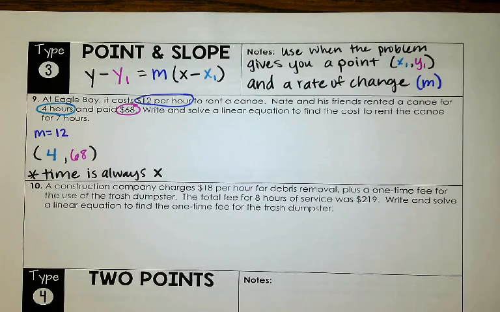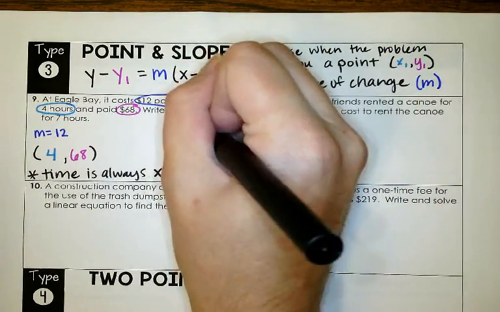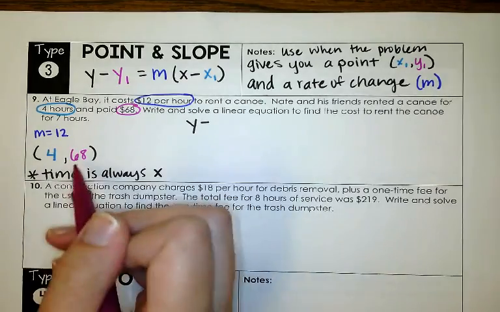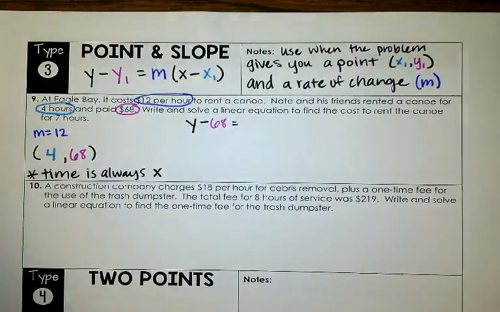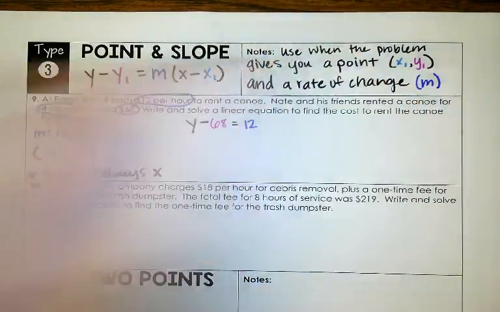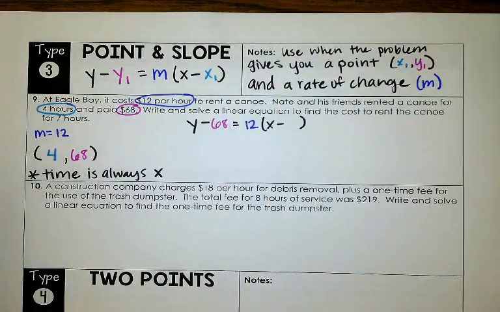Otherwise, you can think to yourself, which one is independent? Okay? If there's one that controls the other, then it's the independent variable. Okay? So now that we know this, can we write our equation? Y minus, what's my y1 value? 68 is equal to m, which is 12, times x minus my x value, which is 4. Do you guys feel good about that?